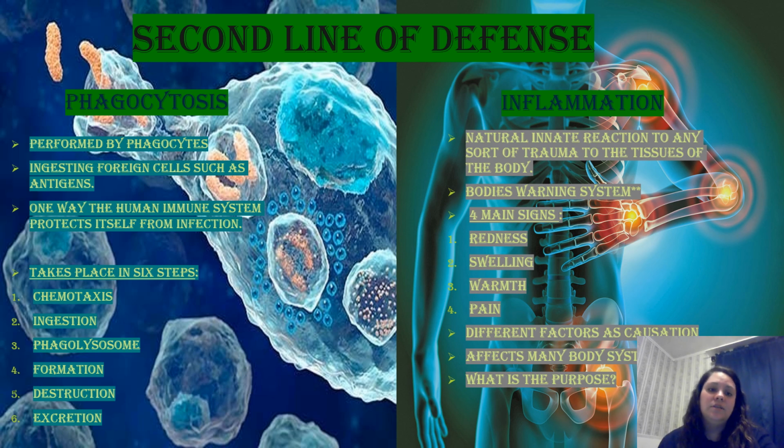So phagocytosis is performed by phagocytes. And they do this by ingesting foreign cells, such as antigens. And it's one way that the human immune system protects itself from infection. It's going to take place in 6 different steps. The first one is going to be chemotaxis. The second one is going to be ingestion, then phagolysosome, then destruction, and then excretion.